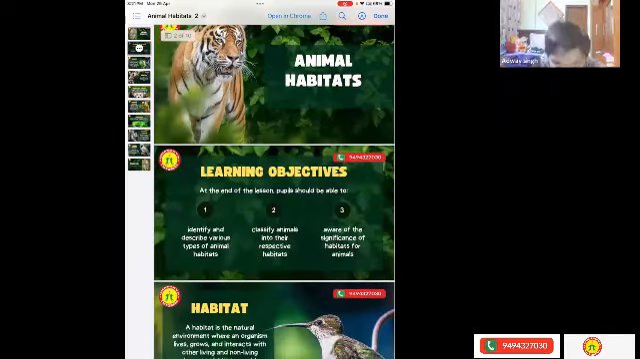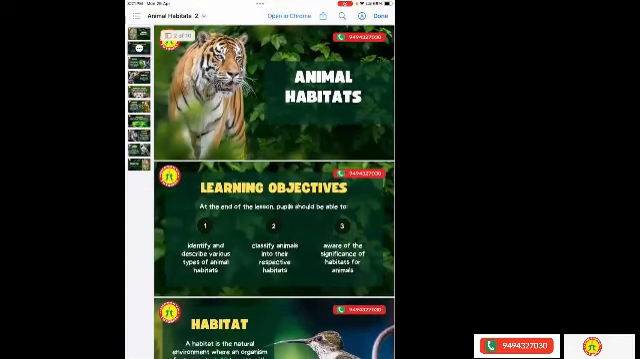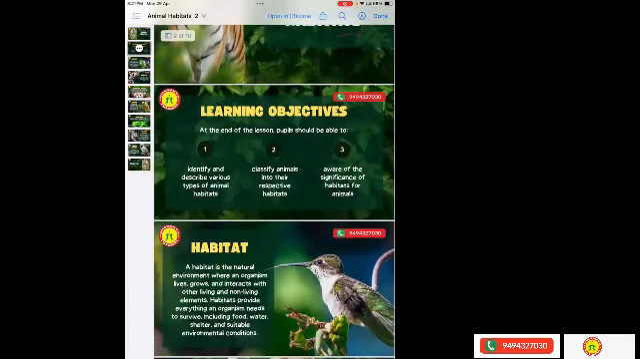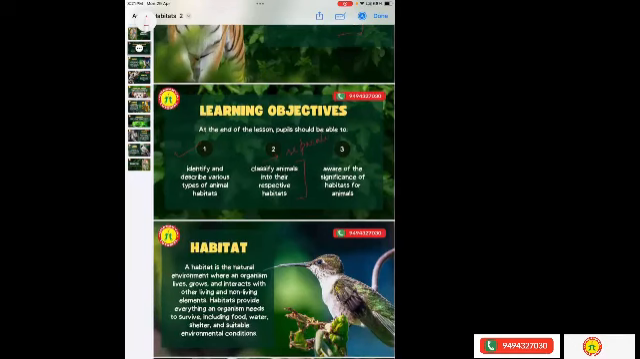Okay, fine. So, animal habitat. This is our topic for today. Animal habitats. So what all things are we going to learn in this chapter on this topic? The first thing, identify and describe various types of animal habitats. So we will be learning about the different animals and the place where they live. Second thing, according to a habitat, how do we classify them? Classify means to separate them. So according to the habitat, how do we separate them? And the last thing, be aware of the significance of habitats for animals. So for the animals, what kind of importance do they play?